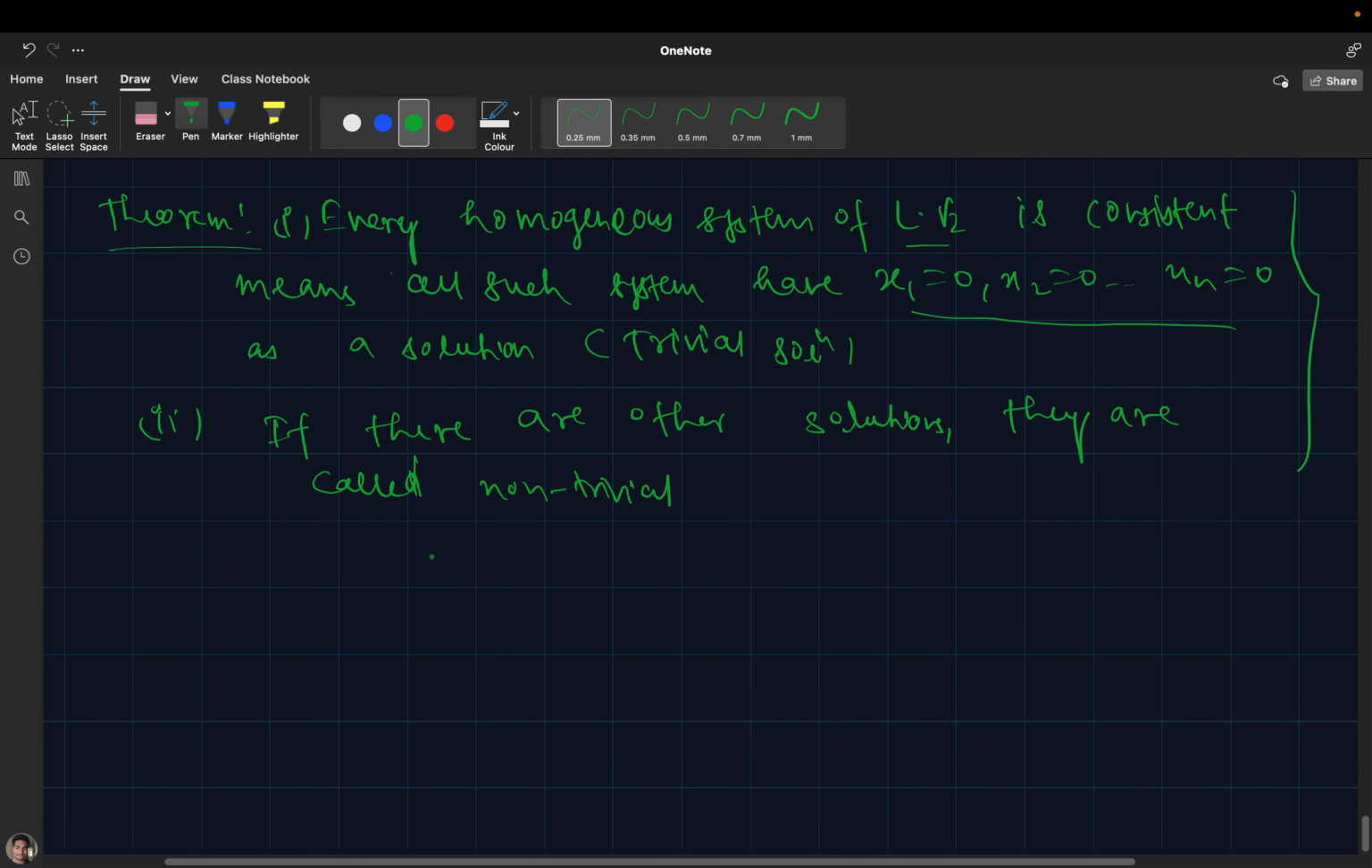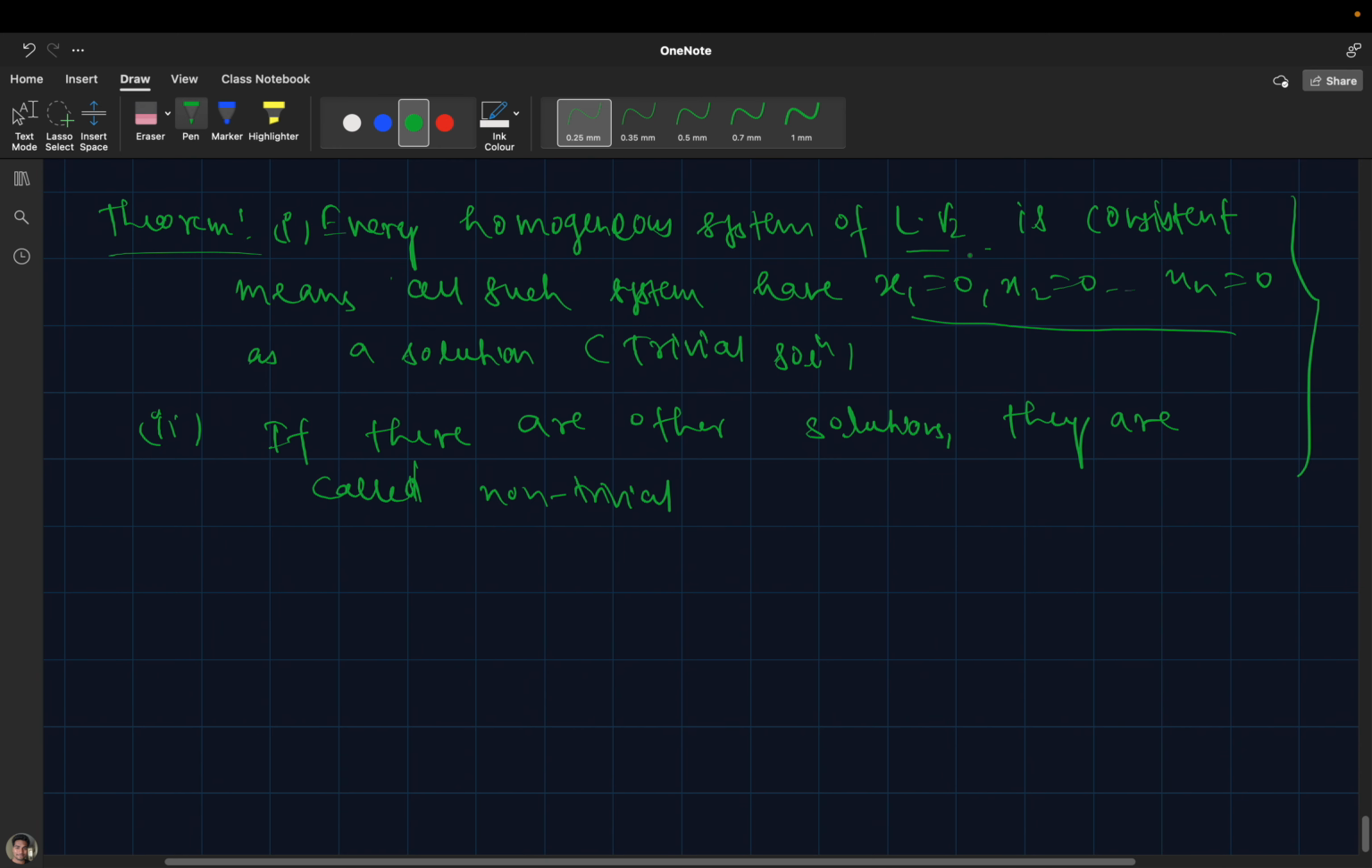I mean, at least this solution will exist. At least the system of linear equations has this solution, and others may also exist. But this should be at least. Which means that there are only two possibilities.